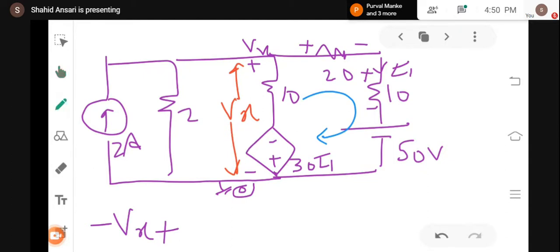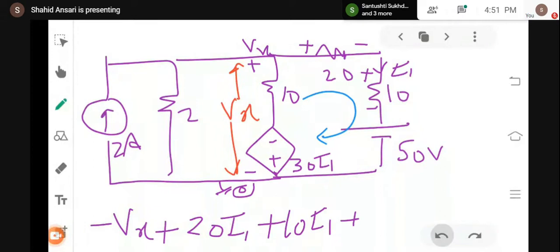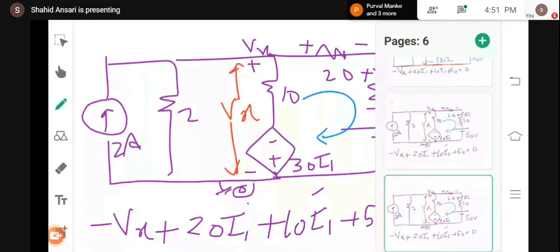This is the actual logic of this particular numerical. Minus Vx plus voltage across this. The voltage across this will be considered positive because we are entering from positive. I cannot write simply 20; for voltage drop, I'll have to write I into R. So this is 20 and the current flowing through it is I1, so this will be 20 into I1. Again plus 10 into I1. And for this particular 50 volt source, we are entering from positive, so plus. Now, you can find out the value of I1 in terms of Vx.